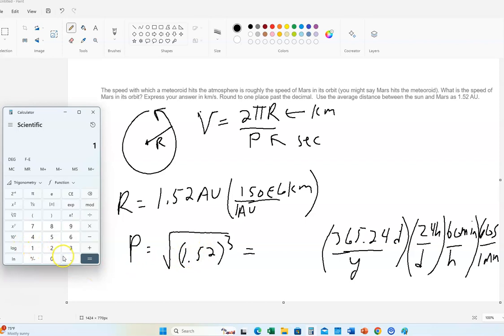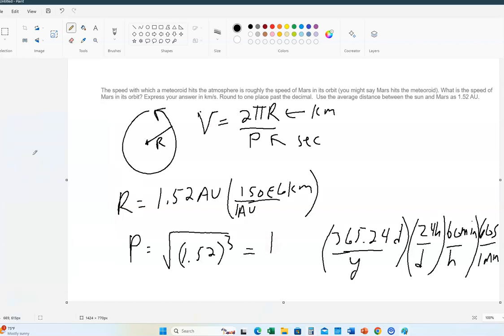So it's going to be the square root of 1.52. Oops, I think I just messed that up. All right, so 1.52 raised to the, you have to hit this x to the y, raised to the third, equals, and then take the square root of that. So this is 1.87. So that's what goes right here. So it takes Mars 1.87 years to go around the sun.